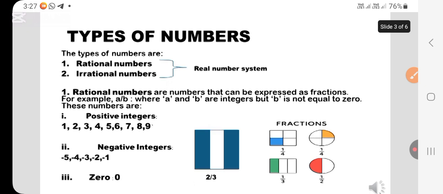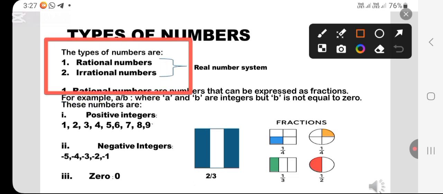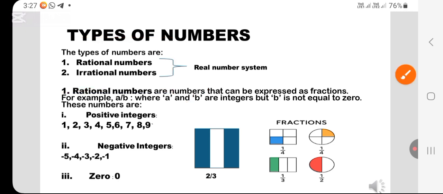What are the types of numbers that we have? We have the rational and the irrational numbers. The rational and the irrational numbers make up the real number system. So what are rational numbers? Rational numbers are numbers that can be expressed as fractions.